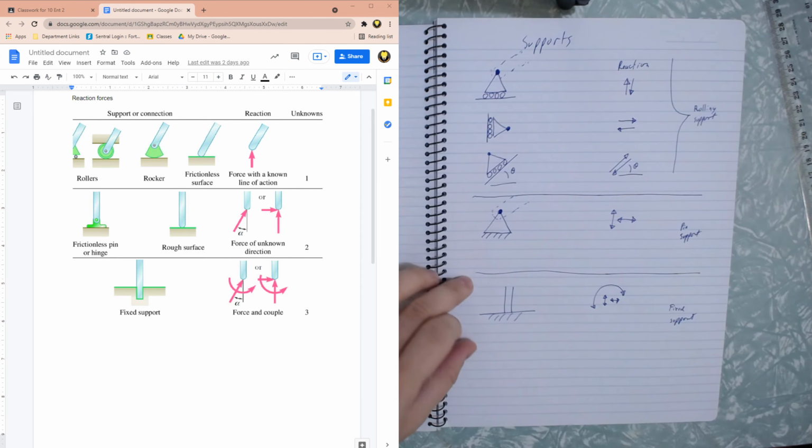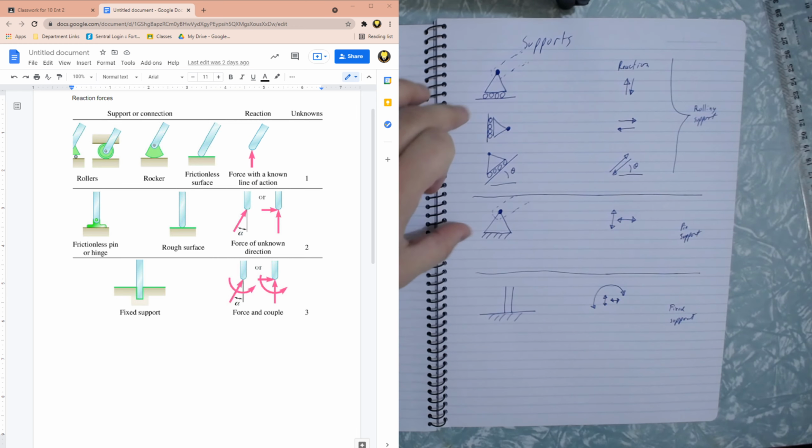But in stage 6 engineering, and we can show examples, they're fixed supports. In the real world, almost all supports are fixed supports. Like if you go to an actual bridge, a bridge is usually always connected by a fixed support to the ground. So when we are doing our calculations, we will have to simplify our bridge into these simpler supports.